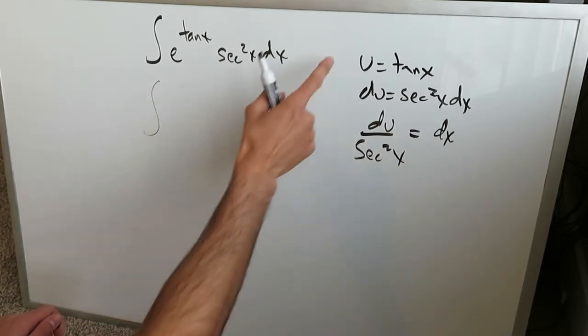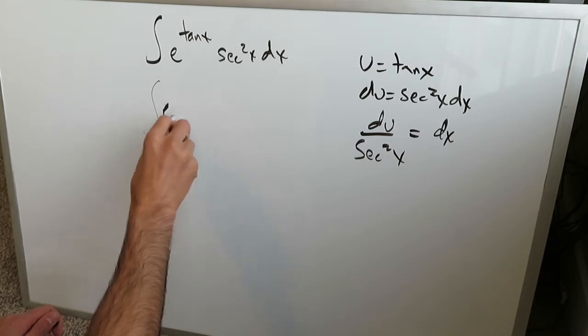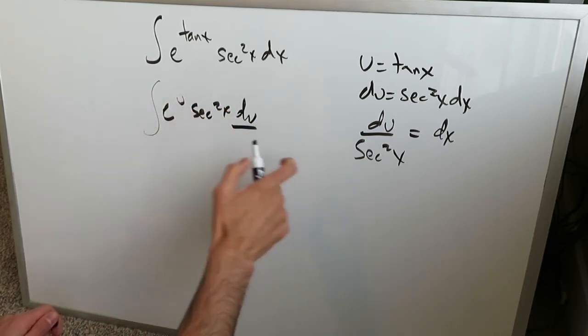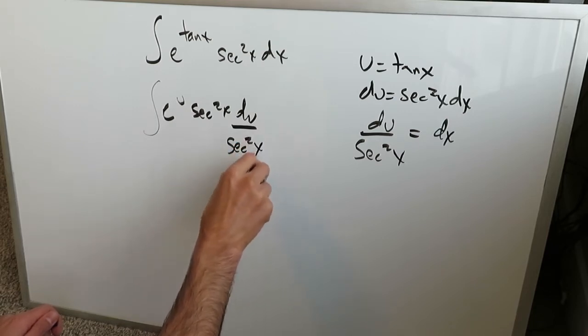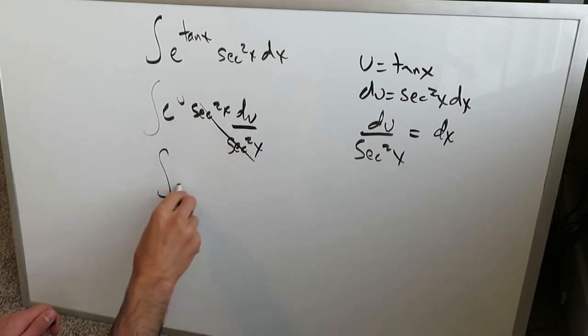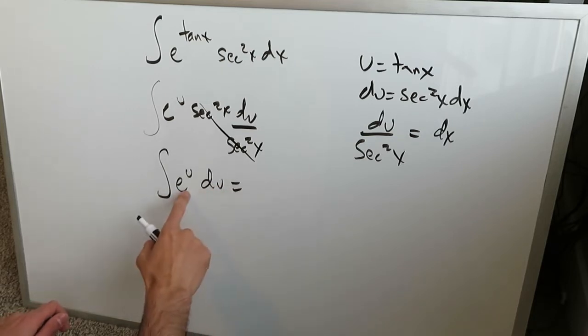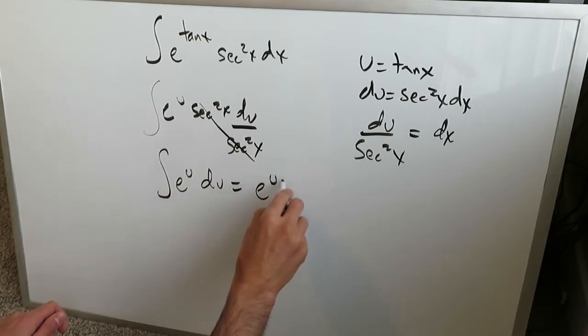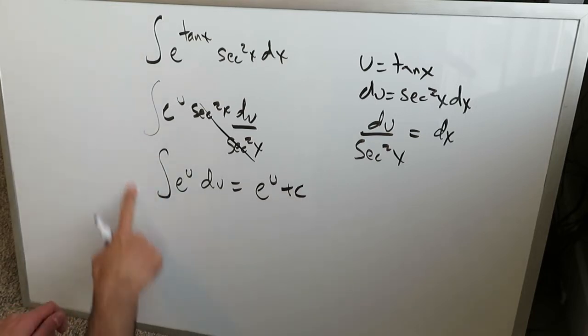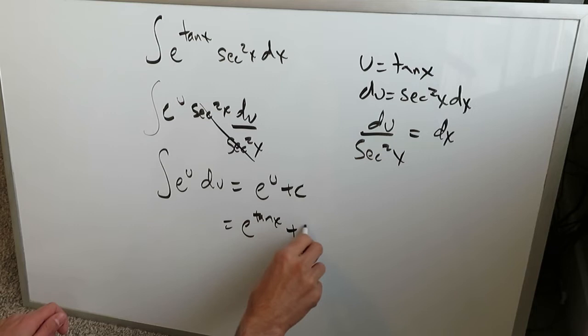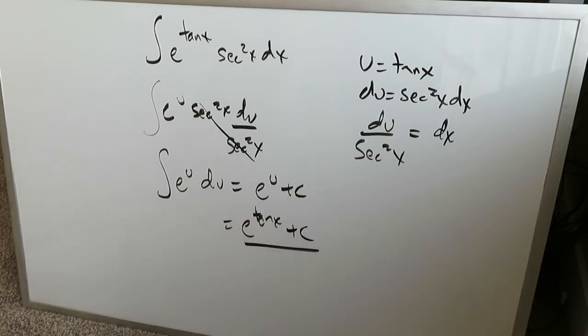So you resubstitute back these two items over here. You have e to the u, and then you have secant square x, then du over secant square x. The secant square x is cancelled out, so you get left with e to the u du, a very similar question to the one before. And the integral of e to the u is just e to the u, and then plus c, because these are all indefinite integrals. Your final answer will be e to the tan x plus c, and you would be done. Not a hard question.